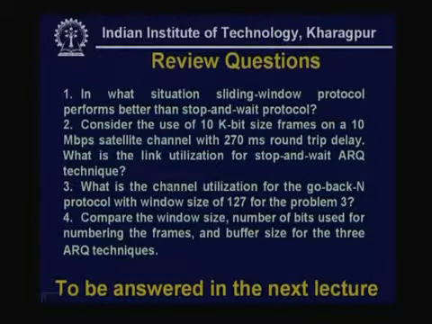Third question is, what is the channel utilization for the go back N protocol with window size 127 for the problem 3? So, in the previous case, it was actually stop and wait, so the window size was 1, now it is 127. So, in this case, what is the utilization? Fourth question is, compare the window size, number of bits used for numbering frames and buffer size for the three ARQ techniques.